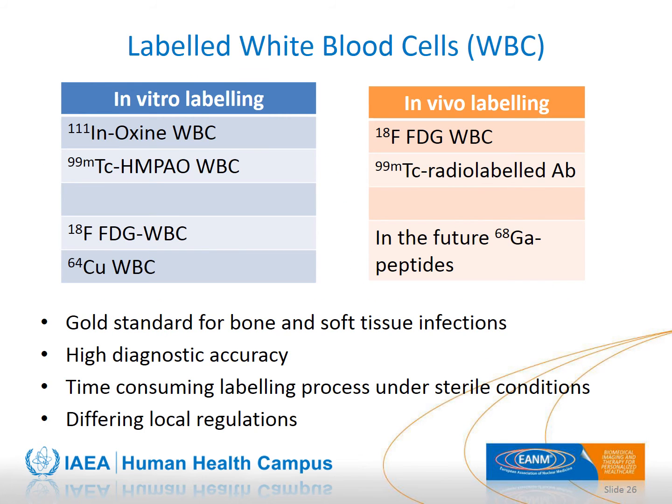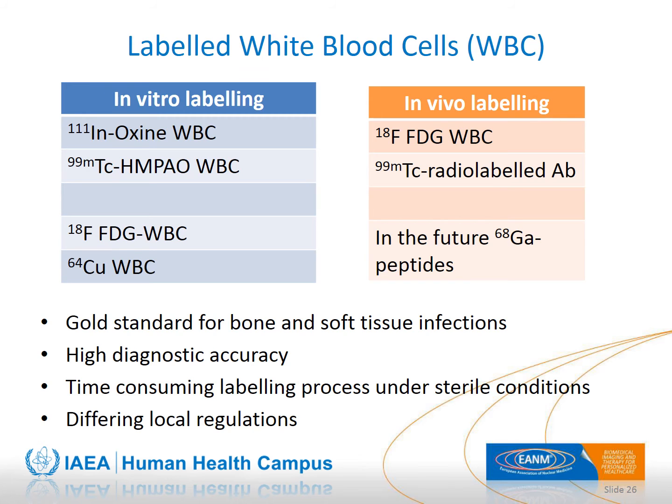We now move on to labeled white blood cell imaging. This has long been the gold standard for bone and soft tissue infections because of the high diagnostic accuracies reported in literature. White blood cells have often been labeled in a laborious process, because this requires meticulous attention to detail as well as sterile conditions, often requiring class A sterile conditions. And of course, different countries have different local regulations governing the labeling of white blood cells.